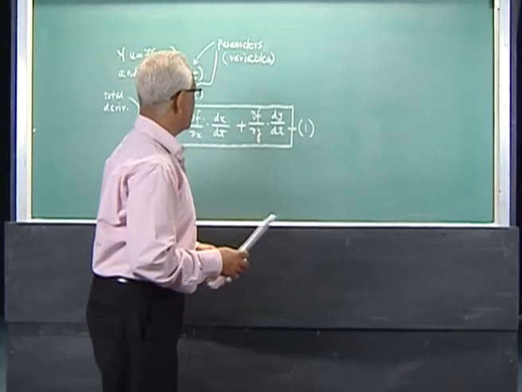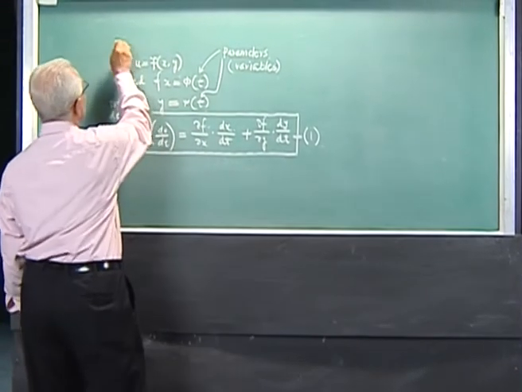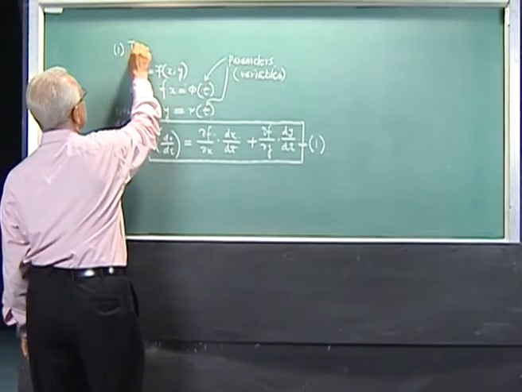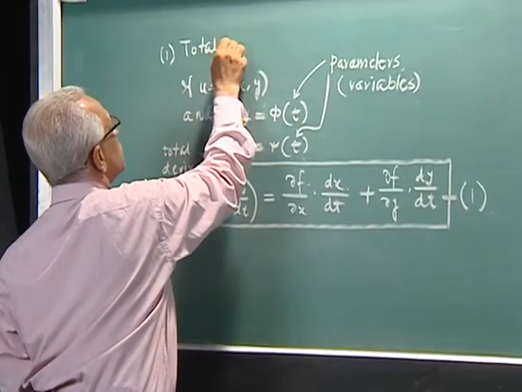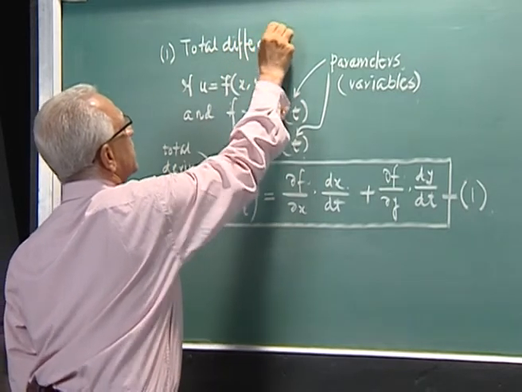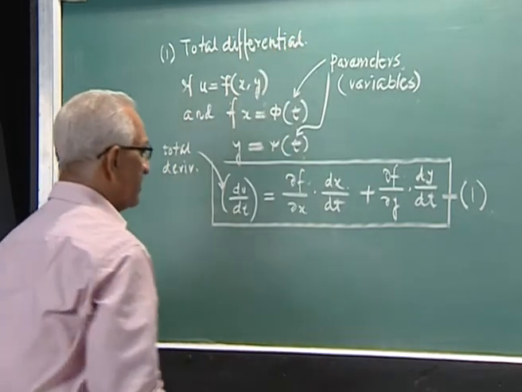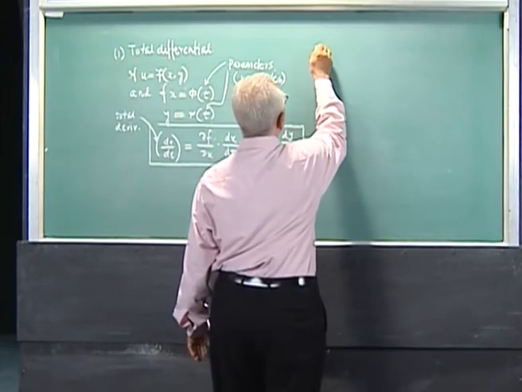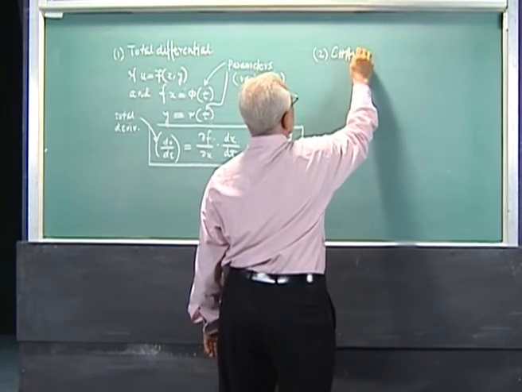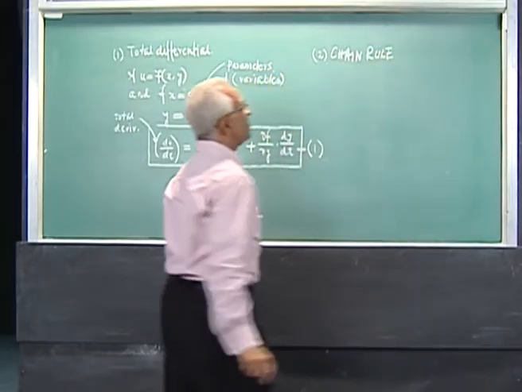This is the first thing that I would like to do, and this is what we can designate as number 1 of today, called total differential. It is a very important relation that we have, and the second that we want to do, number 2, is called chain rule. Even very important.